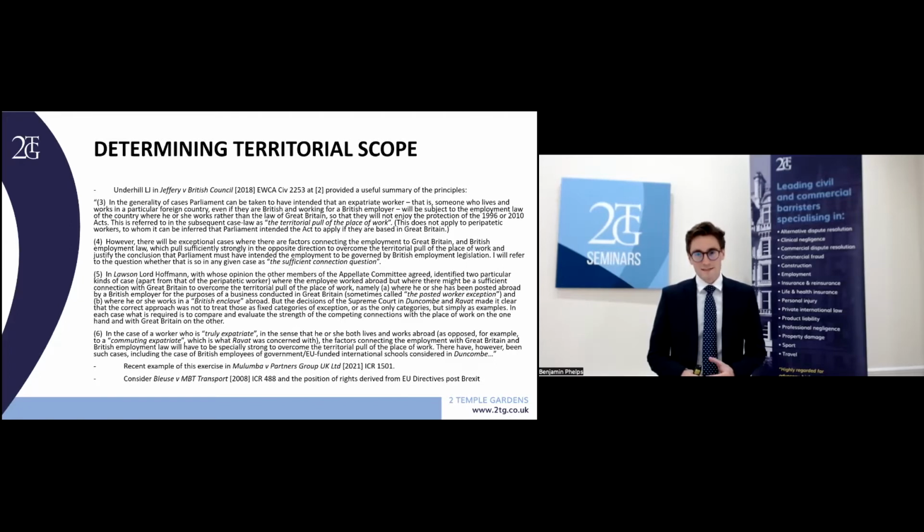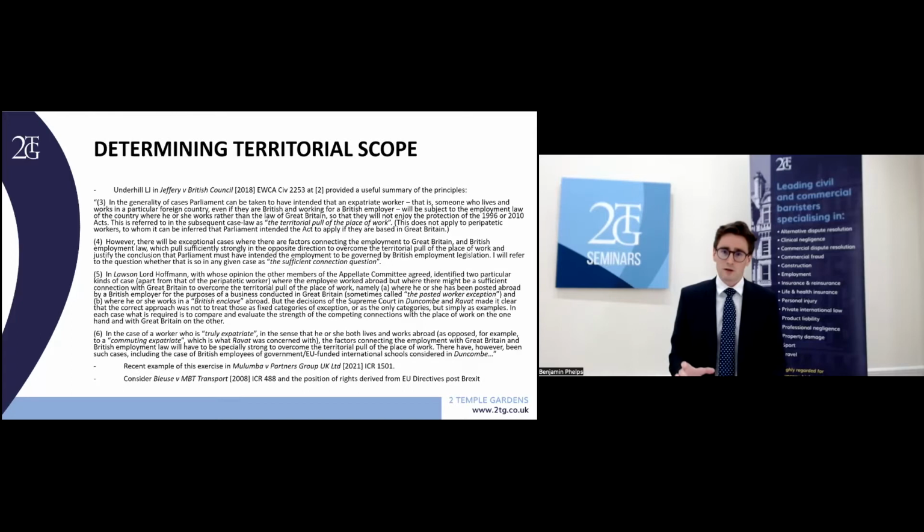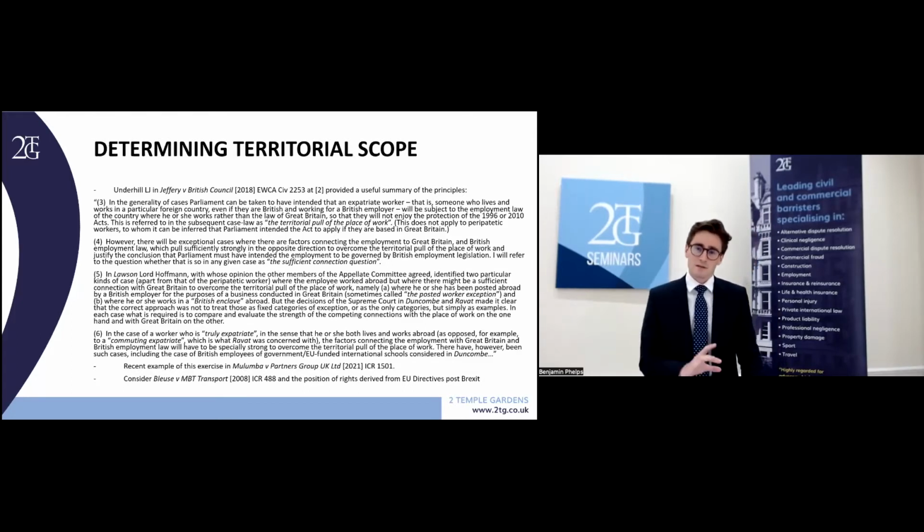A recent example of this exercise actually being carried out comes in the Malumba case, which I put on the slide. In that case, the claimant, who was a citizen of the Democratic Republic of Congo, was employed as an associate and was required under that contract, which was subject to, the offer was subject to New York law, or said to be subject to New York law, to work in locations around the world, moving in 6 month stints to various places. So they went from America to Switzerland and then to London, and then brought various claims arising out of the termination of her employment there.